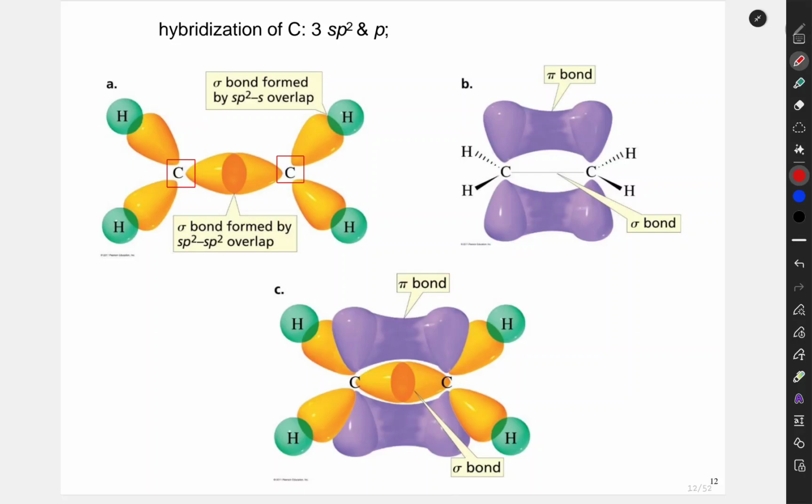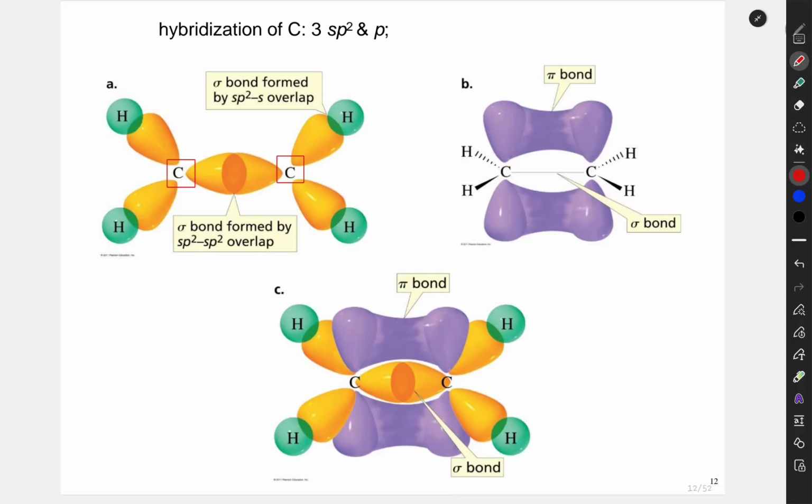Then you can explain or predict there is going to be one sigma bond between an sp2 and an sp2 orbital. And there's another sigma bond between carbon and hydrogen as well. So you have an sp2 orbital for the carbon and a 1s orbital for hydrogen. These two orbitals will interact in forming the carbon-hydrogen sigma bond.